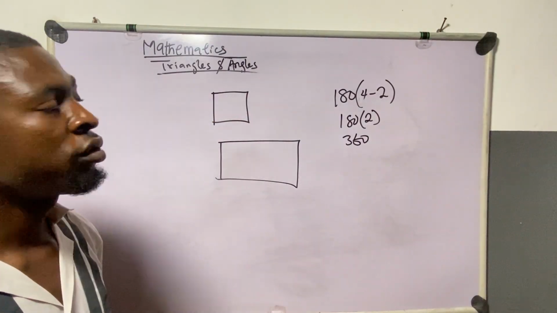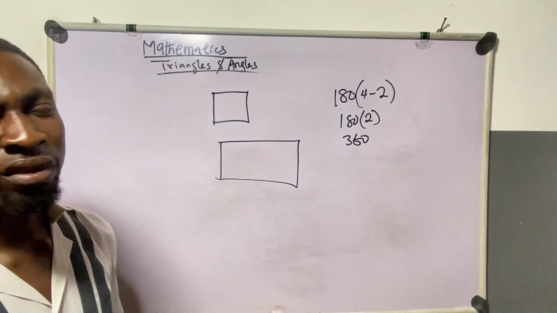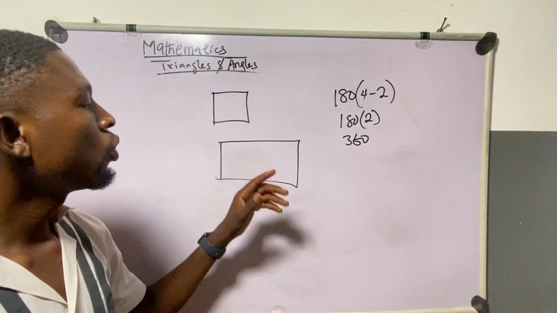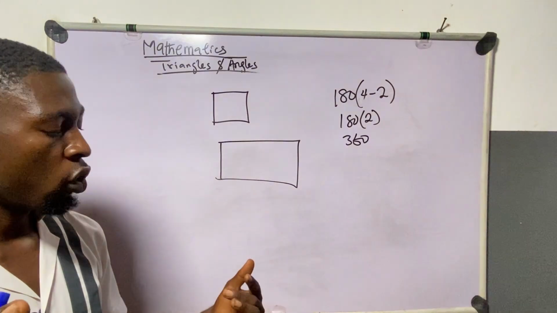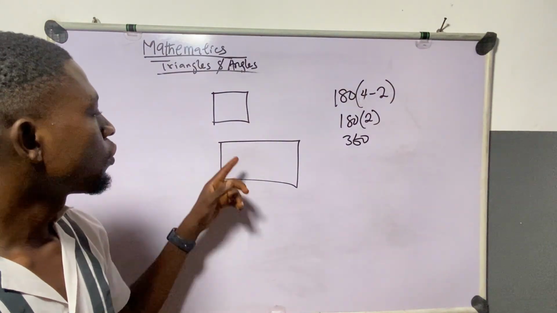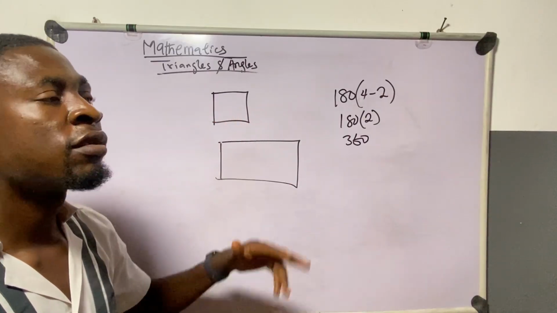So we'll have square as a quadrilateral, we'll have rectangle as a quadrilateral. In a rectangle, not all sides are equal. In a square, all sides are equal, while in a rectangle, opposite sides are equal, and opposite angles are equal. So here, all the angles are 90 degrees.